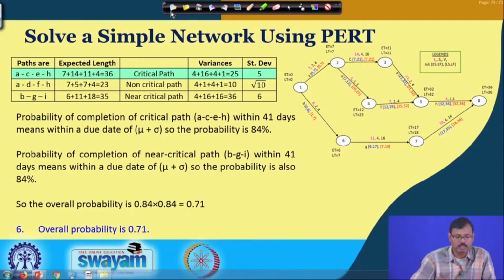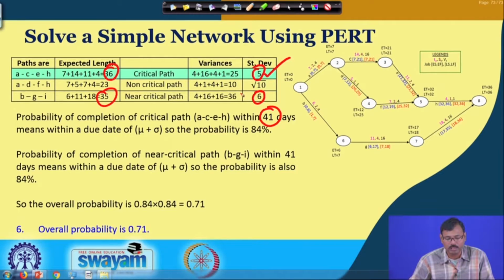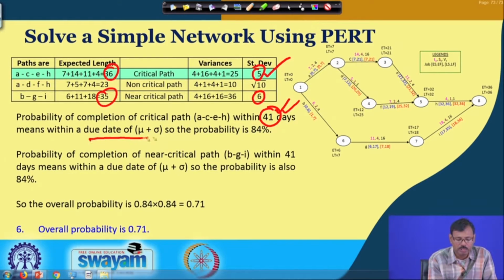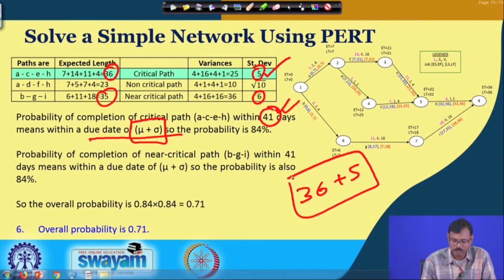So, now let us solve this one and find out what is the probability of completing it by 41 days. So, we have seen this is the critical path with path length of 36, standard deviation of 5. This is the near critical path of path length of 35 and standard deviation of 6. Now, when we are talking about completing this complete project by 41 days, that means we have given a due date of mu plus sigma for both the cases, 36 plus 5 for the critical path case, 35 plus 6 for the near critical path case.